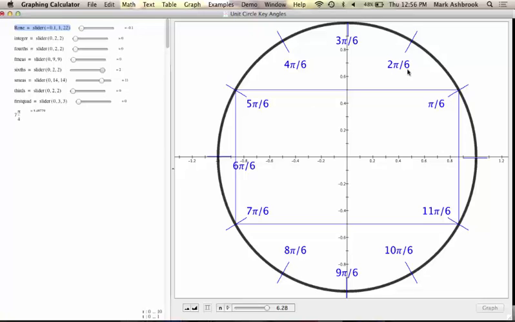2 pi over 6 is the same as pi over 3. And this is 2 pi over 3. And this is 4 pi over 3 and 5 pi over 3. So those remaining 4 angles can be simplified into thirds. Okay? But even though they can be simplified to thirds, they still come from counting sixths. 1, 2, 3, 4, 5, 6, 7, 8, 9, 10, 11, 12. Okay? So let's look at the thirds.